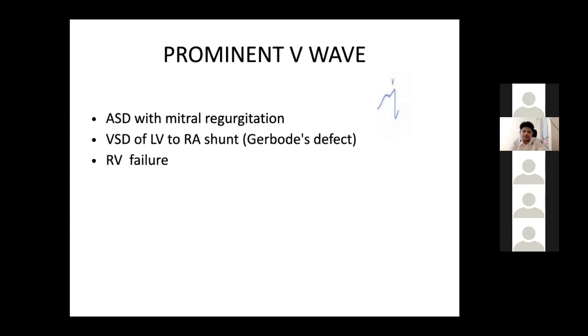Also, Gerbode's defect, where there is a VSD from the LV to the RA. All the LV pressure and the V waves are reflected into the RA. So Gerbode's defect is one of the important causes of a prominent V wave. These three causes, if you know them, I think it's done: tricuspid regurgitation, ASD with MR, and a VSD from the LV to the RA, which is known as Gerbode's defect.